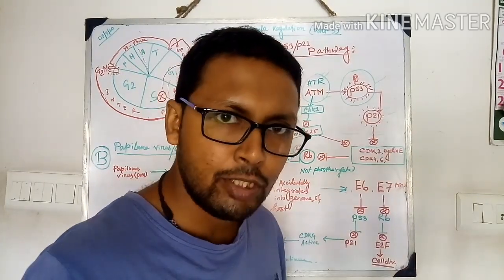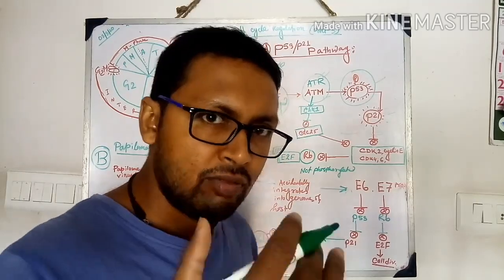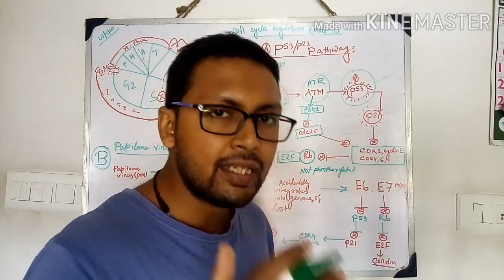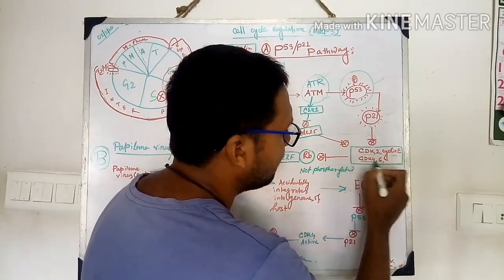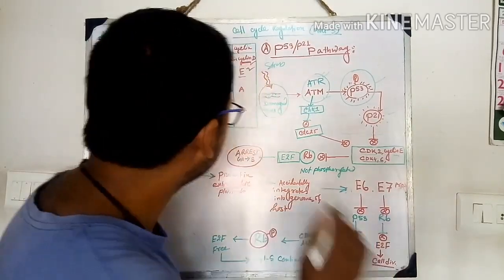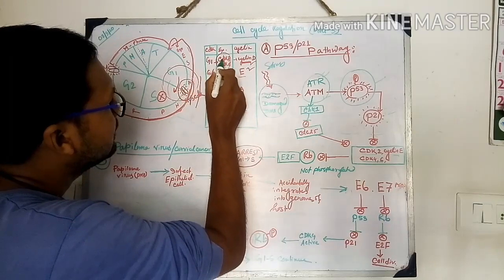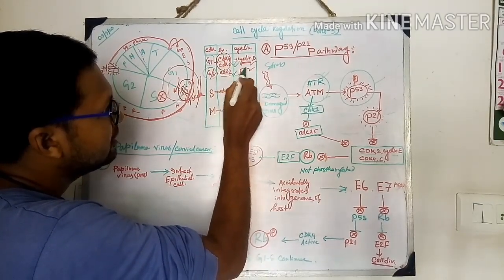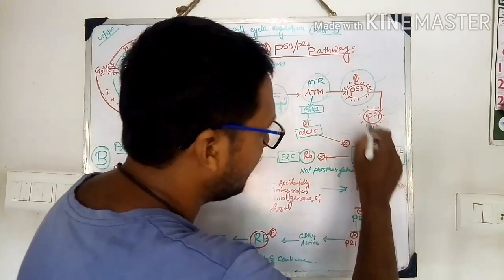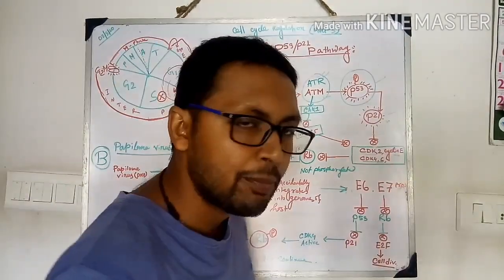In the previous video I discussed P53 function, that P53 directly inhibits CDK2, cyclin E, and CDK4, 6 proteins. That is, all the CDK proteins present in the G1 and G1/S phase. The CDK and cyclin-CDK complexes are directly inhibited by the P21 protein.